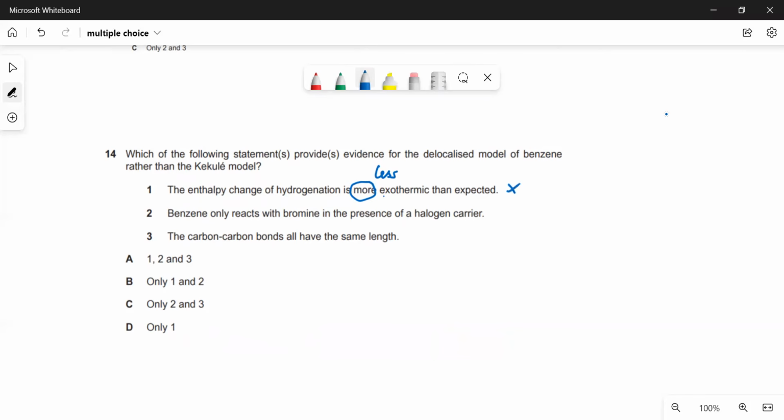2, benzene only reacts with bromine in the presence of a halogen carrier. That's correct. If it was a Kekulé structure, if it did have genuine double bonds in it, then it should react with bromine without any halogen catalyst, and it doesn't. So 2 supports it. And 3, the carbon-carbon bonds all have the same length. That is correct, because in the delocalized structure each bond is like a 1.5 bond, whereas if it was a Kekulé structure, the doubles would be a bit shorter than the singles, so they wouldn't all be the same length. So 2 and 3 are correct there, so we've got C.